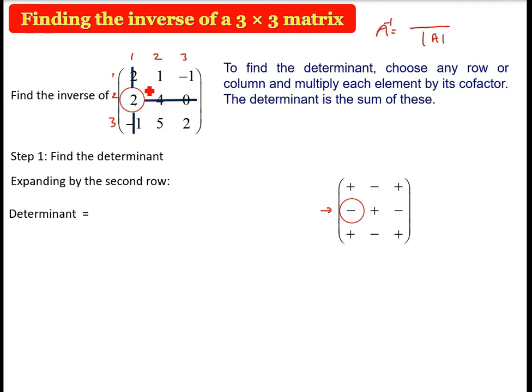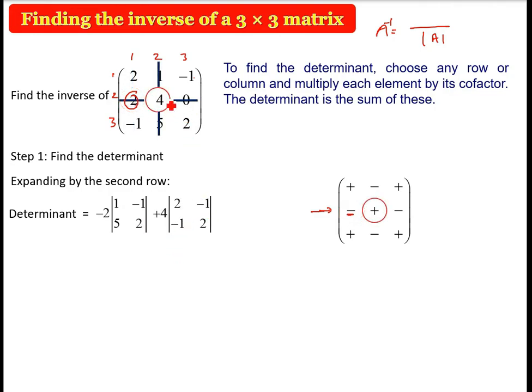So when we take the second row, for example, we are taking the second row here. In order to find the first term you have to take 2, and since you are taking the second row, you have to put a negative sign in front of 2, and you have to multiply by the remaining values, 1 minus 1 and 5 2. Then 4 will come. We are taking the second row, so 4 will come. So what we'll have? 2 minus 1 and minus 1 2. So a plus sign will be there in front of 4. We are following that sign convention.